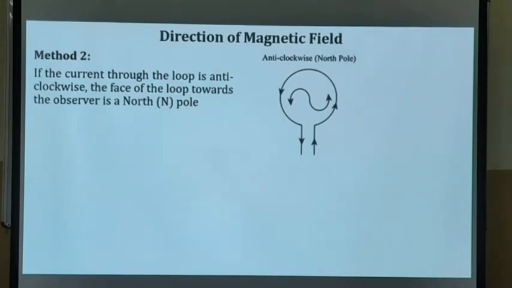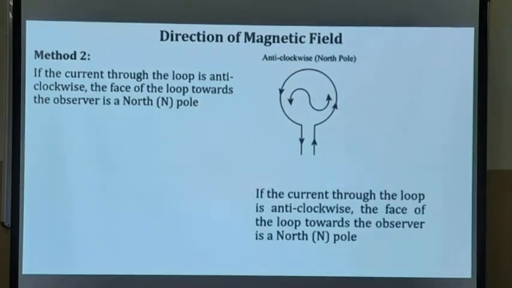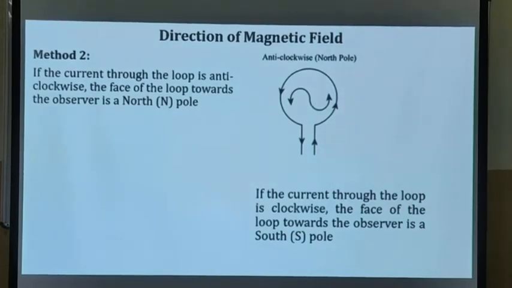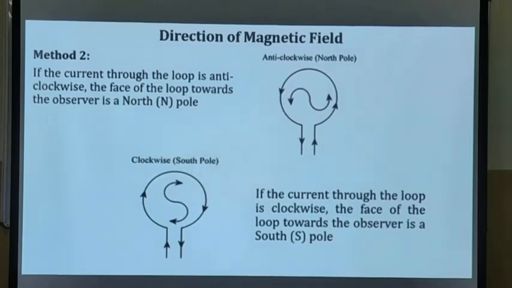Now, this is statement number 1. Statement number 2: if the current through the loop is clockwise, the face of the loop towards the observer is South Pole, as you can very easily notice. Let us take a look at the diagram for this particular statement. Here the current is clockwise, so very clearly the surface that you are observing is South Pole. That means you are going to send the magnetic field into the coil. So that is the direction that we are talking about. Remember that goli effect that I have told you already.